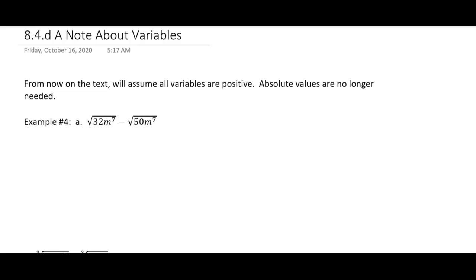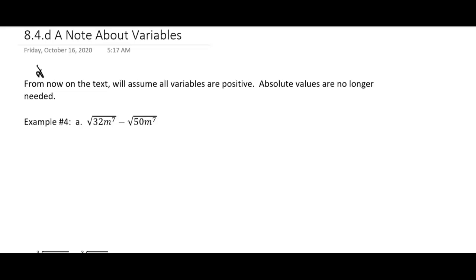So I think I talked about this in a previous video, but the textbook finally says, and this is direct from the textbook, "From now on the text will assume all variables are positive. Absolute values are no longer needed." We had worked with absolute values when we were simplifying, and it was good to do that because all those principles were true. But it just gets really cumbersome to keep writing the absolute values. So now we're just going to assume the variables are positive, and we don't have to worry about the absolute values. Okay, so that's the note about variables.